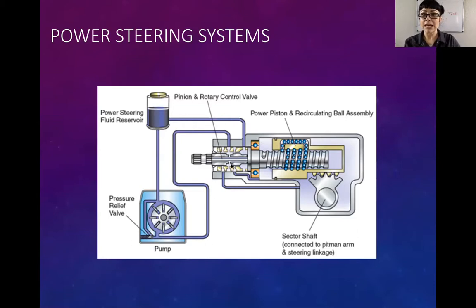On a steering gear box, we usually have some sort of pinion and rotary control valve, or we just call it a control valve in here, which is going to determine which direction it's going to help it go in. But notice fluid is over here. The fluid is not necessarily where our steering gear is located.